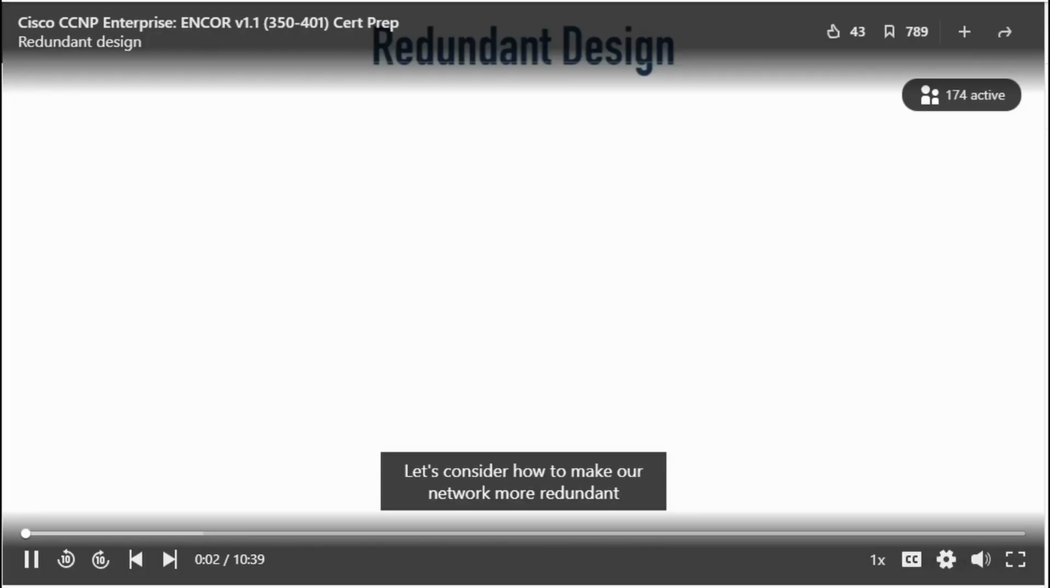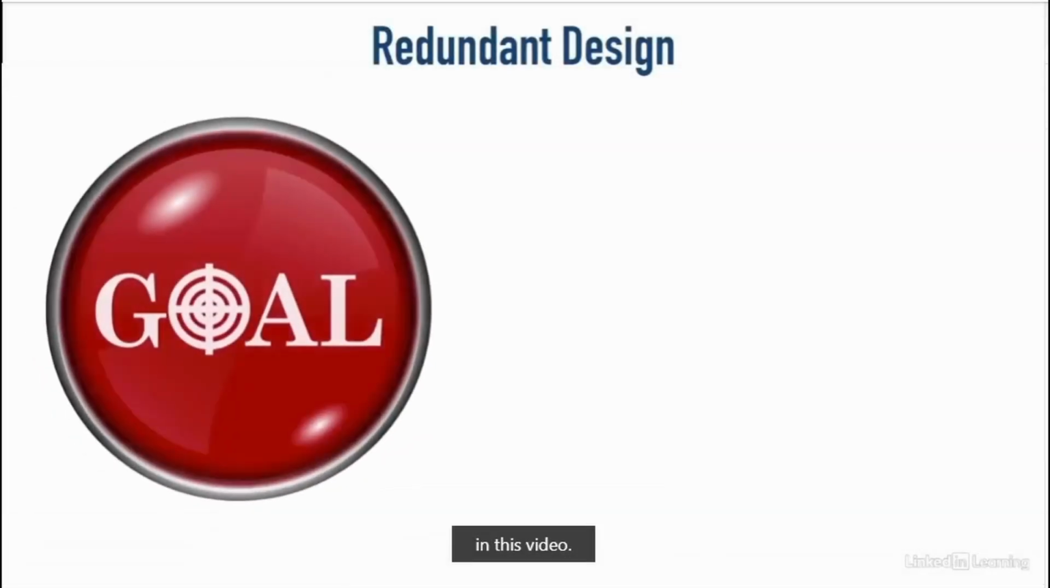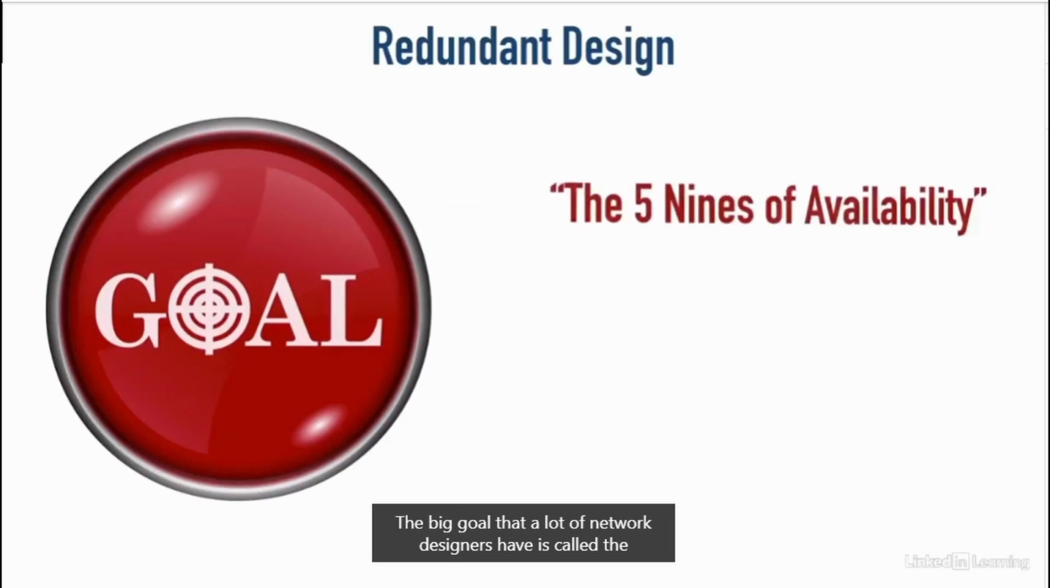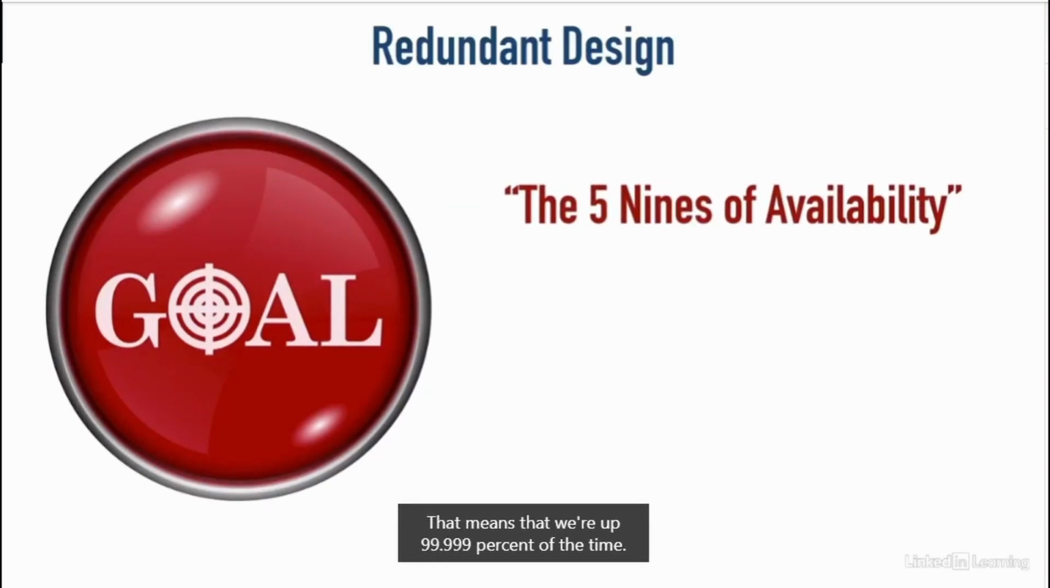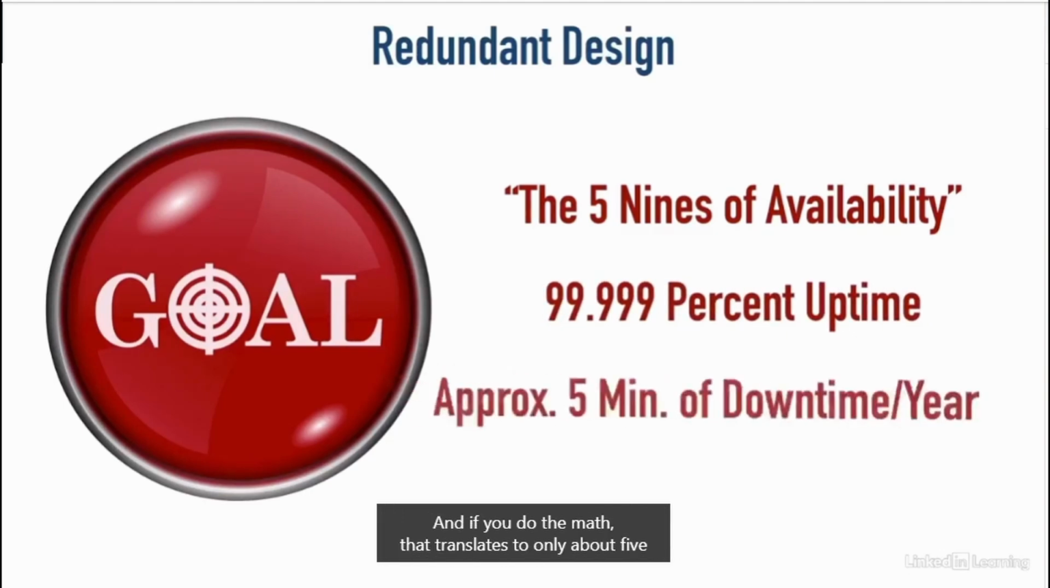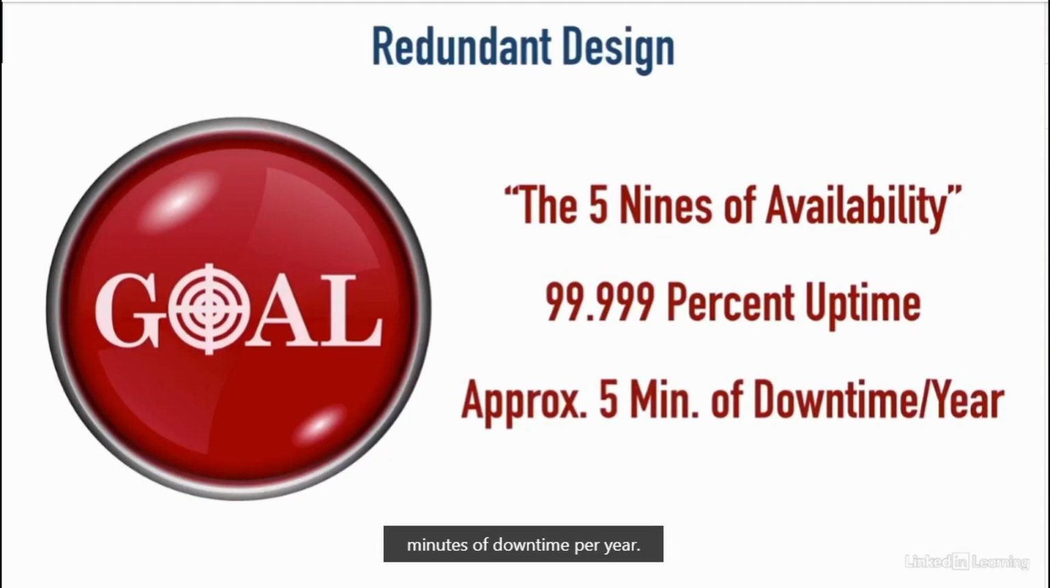Let's consider how to make our network more redundant in this video. The big goal that a lot of network designers have is called the 5 nines of availability. That means that we're up 99.999% of the time. And if you do the math, that translates to only about 5 minutes of downtime per year.